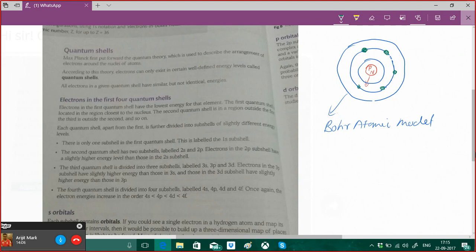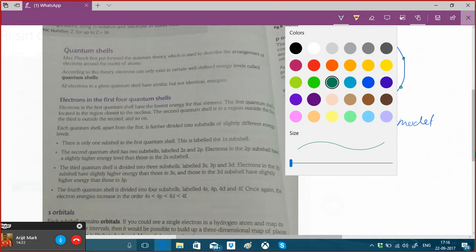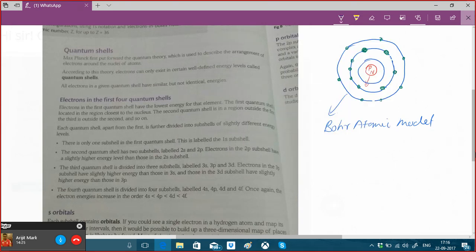Also, with respect to any atom, there are orbits named K, L, M, N. The first one is K, then L, then M, and the next one will be N. Now, the number of electrons in any orbit.